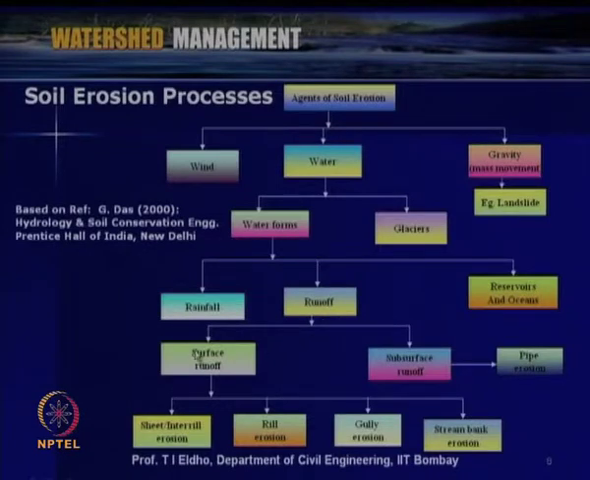And then as far as runoff is concerned, the runoff can be either surface runoff or subsurface runoff. Mainly the major soil erosion process is due to the surface runoff. So, that we can classify into sheet or inter-rill erosion, then rill erosion, then gully erosion and stream bank erosion. So, these are the major processes taking place as far as soil erosion, either due to winds or due to water or the mass movements, as in the case of a landslide.